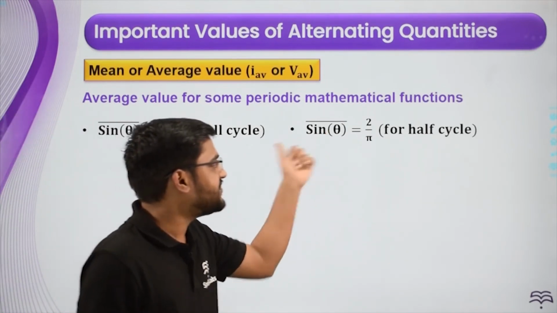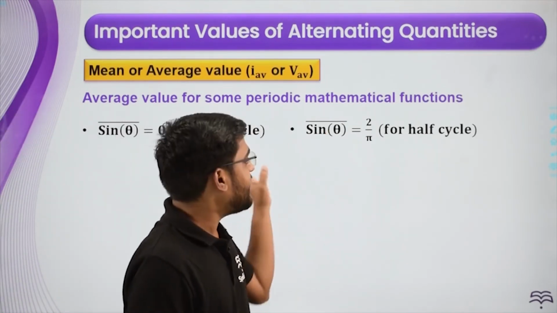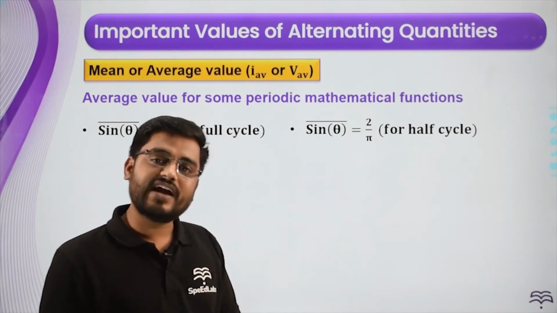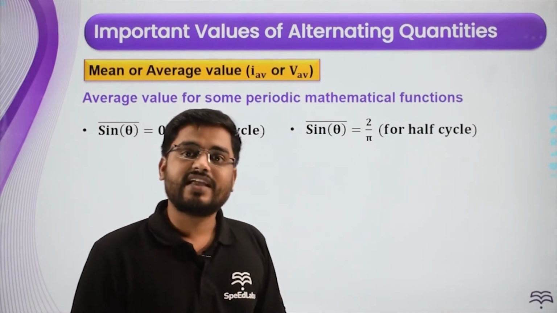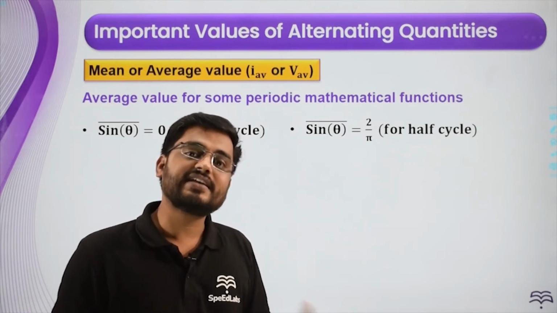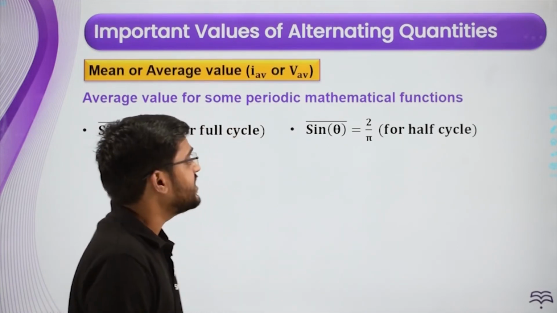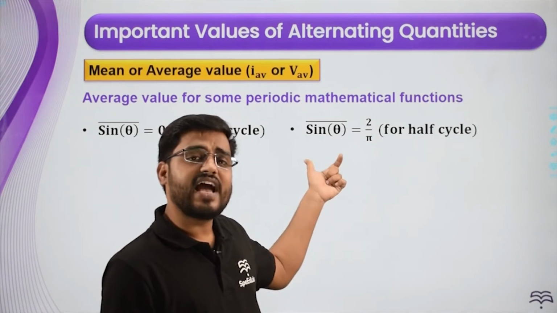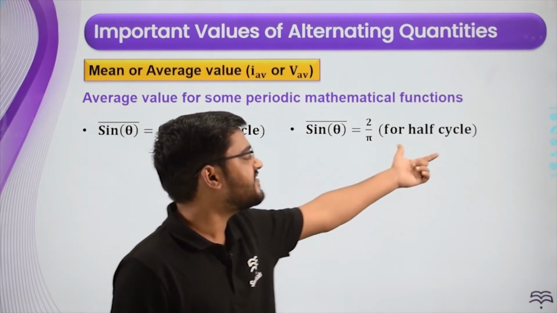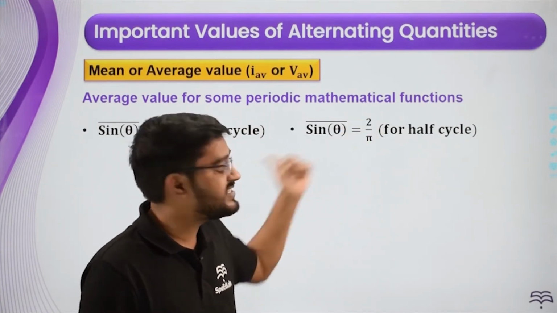And the average value for sine theta, when I am saying sine theta, that theta can be omega t and we are doing time average. That theta can be kx and we are doing x average, or average with respect to x. So it can be anything. But if it is a sine function and we are doing it for half cycle, it is 2 by pi. We just derived this expression.